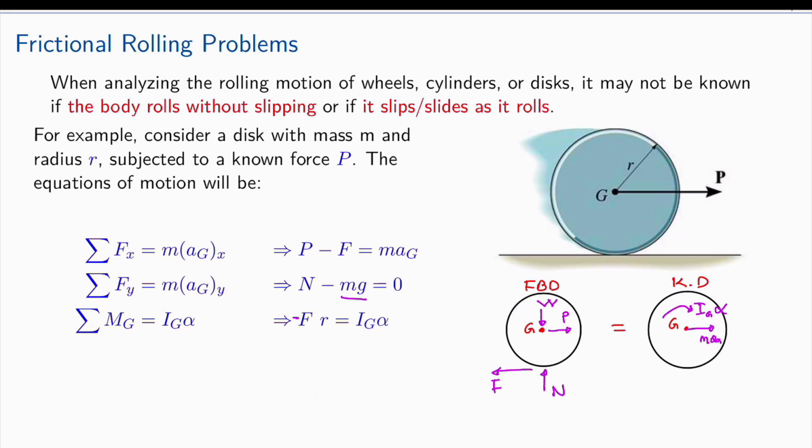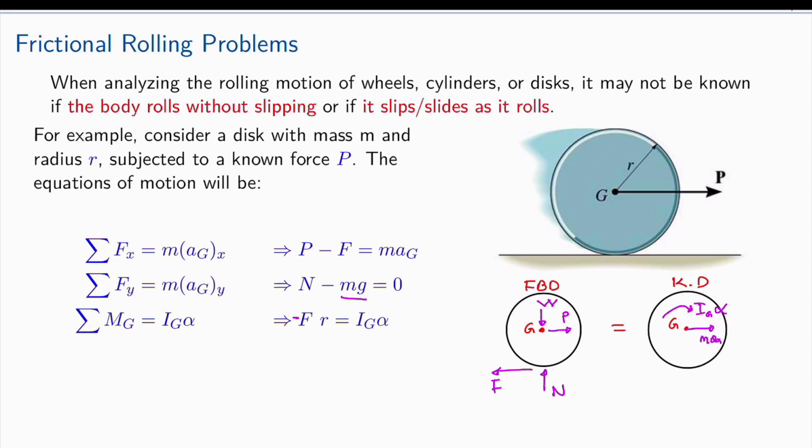I'm going to delete it to avoid confusion, because we only need to put forces in the free body diagram. So distances are necessary for the moments, right? Now, this is equal to the moment of inertia on the right hand side, the moment of inertia multiplied by alpha.